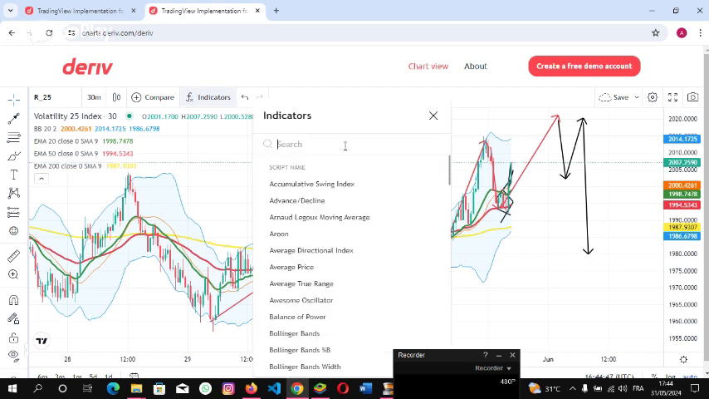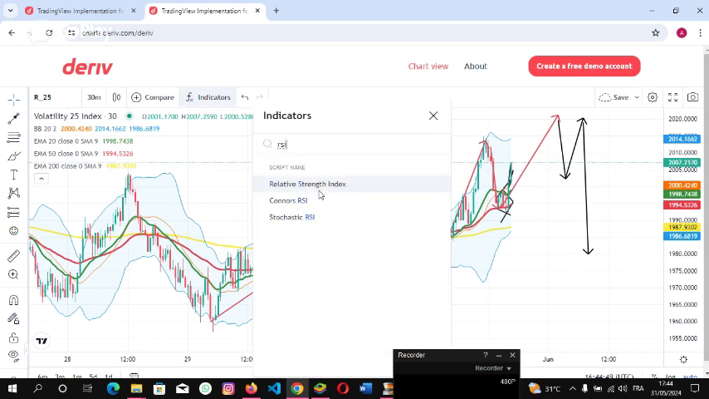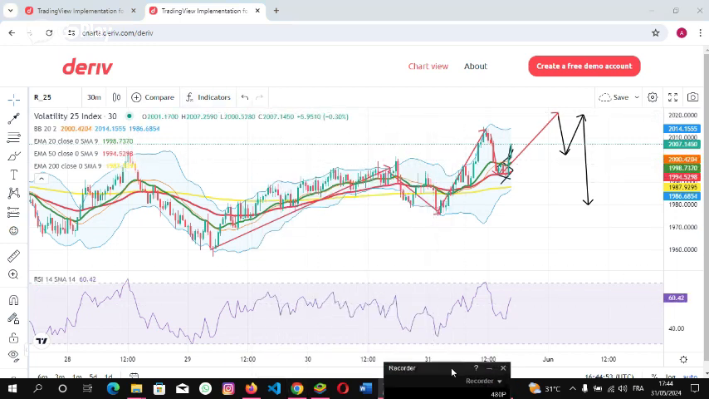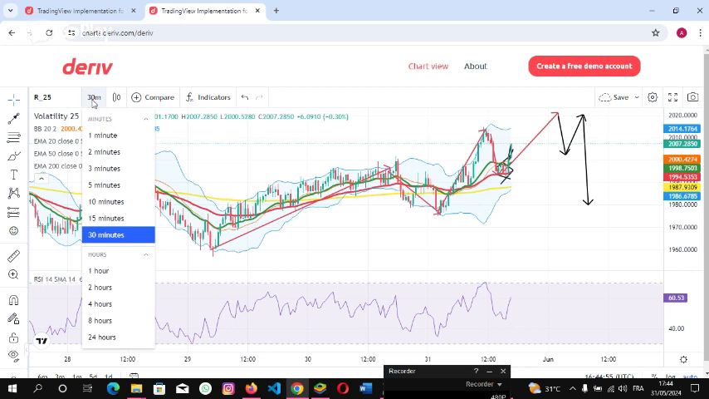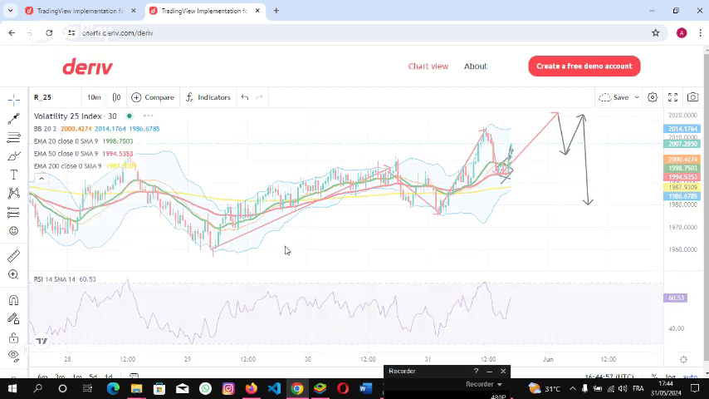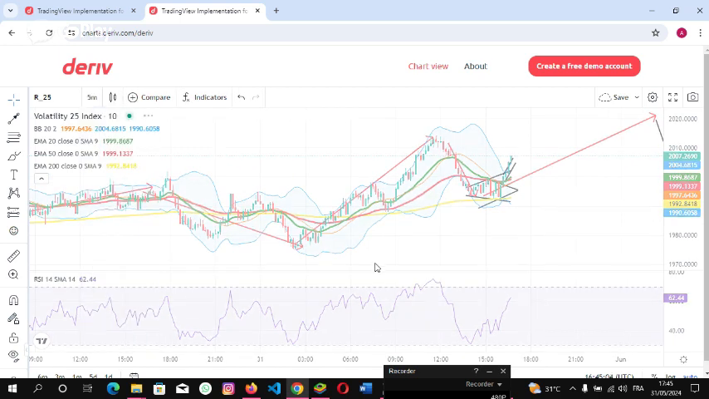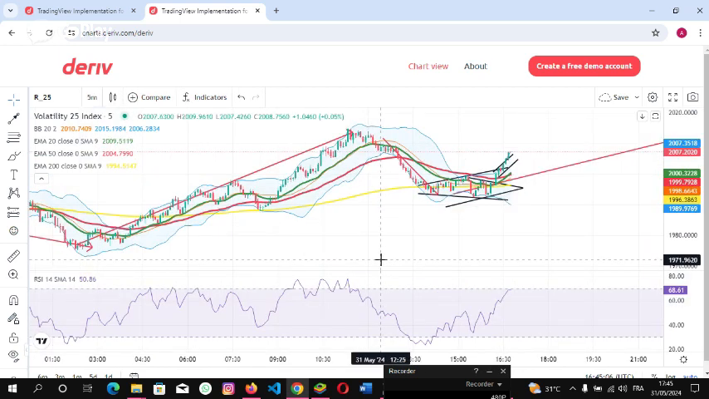Okay, so now I also use divergence. Divergence is a great tool. Looking at my RSI, I use the RSI for divergence. So I'm going to, let me shift this down a little bit. If I look at my 10-minute frame here, you can see that there was some divergence. Let's start with the 5-minute frame. Let's go to the 5-minute frame. So here you can see there was some divergence.